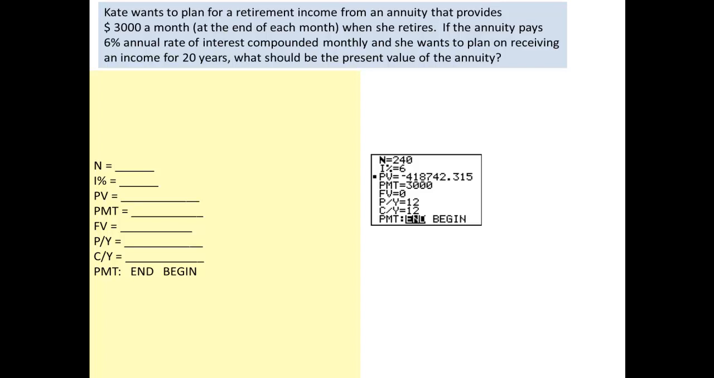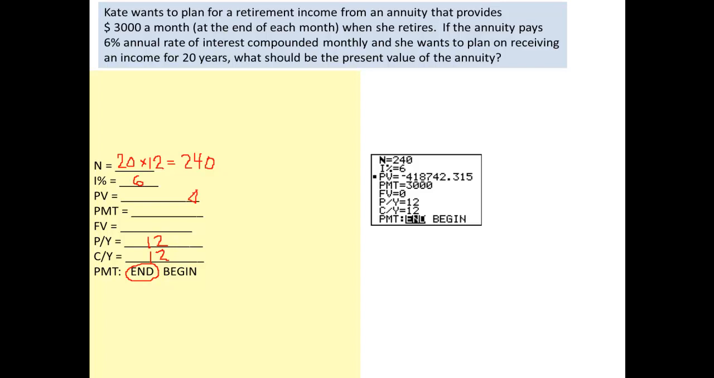Well, the interest rate in this problem is given as 6%. The payments are to be received every month. The 6% interest rate is compounded every month. The payments are made at the end of each month. How many payments are there? Well, Kate is hoping that this account will last for 20 years, and she wants a monthly payment. So 20 times 12 is 240 total months.